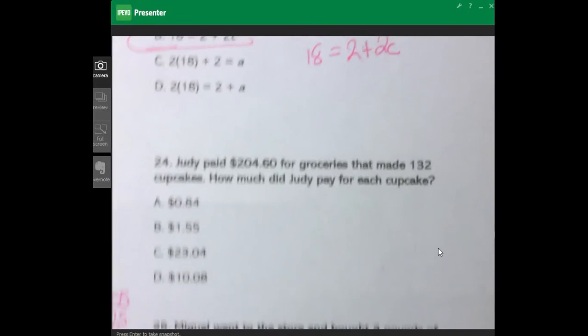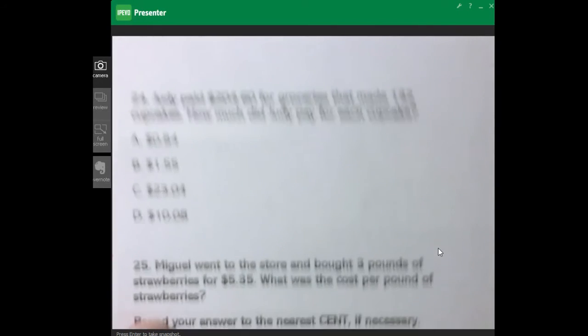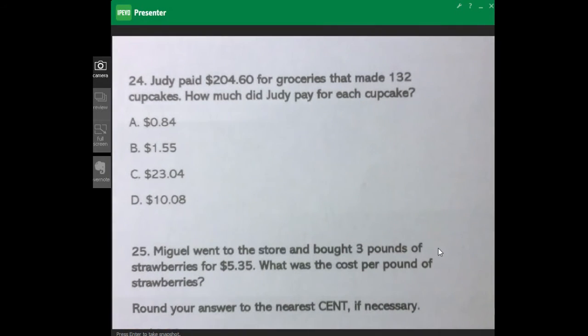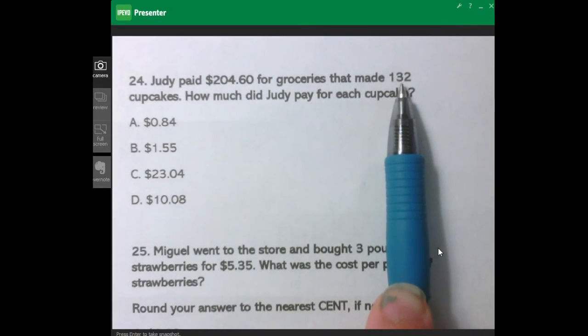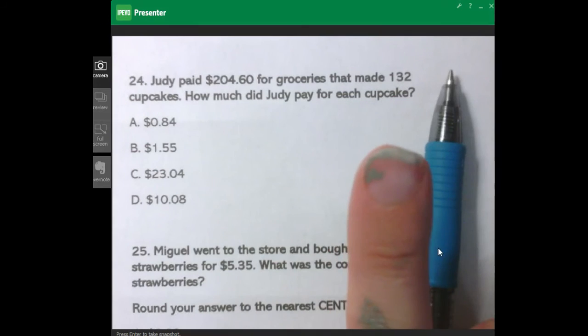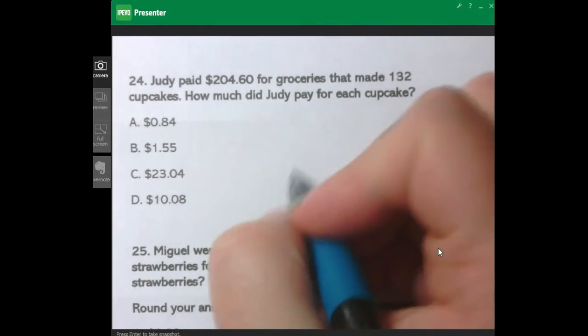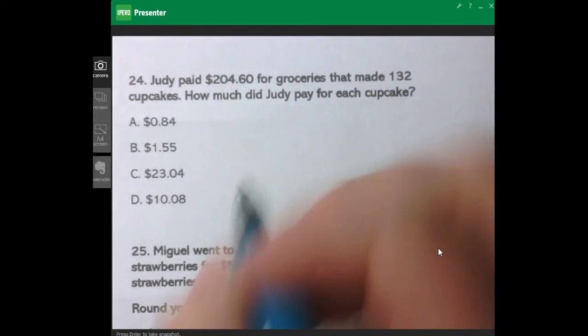Number 24. Judy has paid $204.60 for groceries. That made 132 cupcakes. How much did Judy pay for each cupcake? So here we have the cost for 132 cupcakes. We want to know the cost for one cupcake. So we're going to divide.